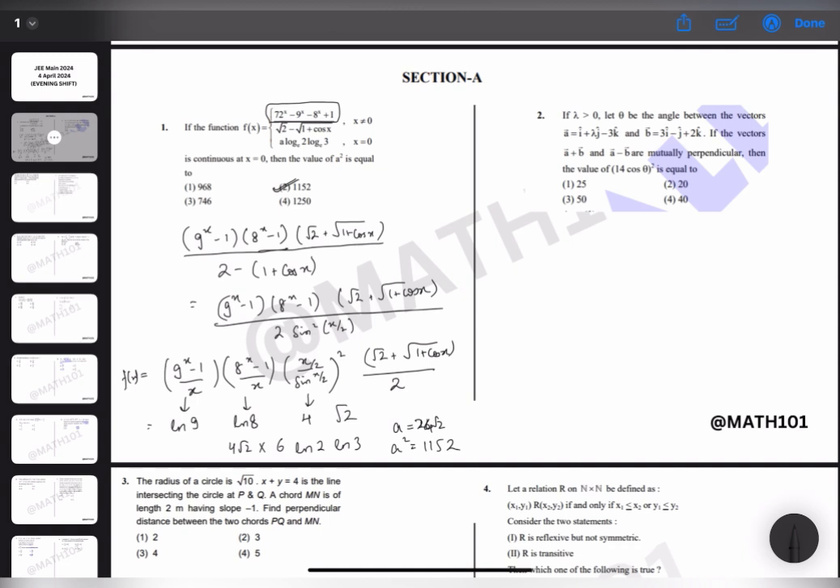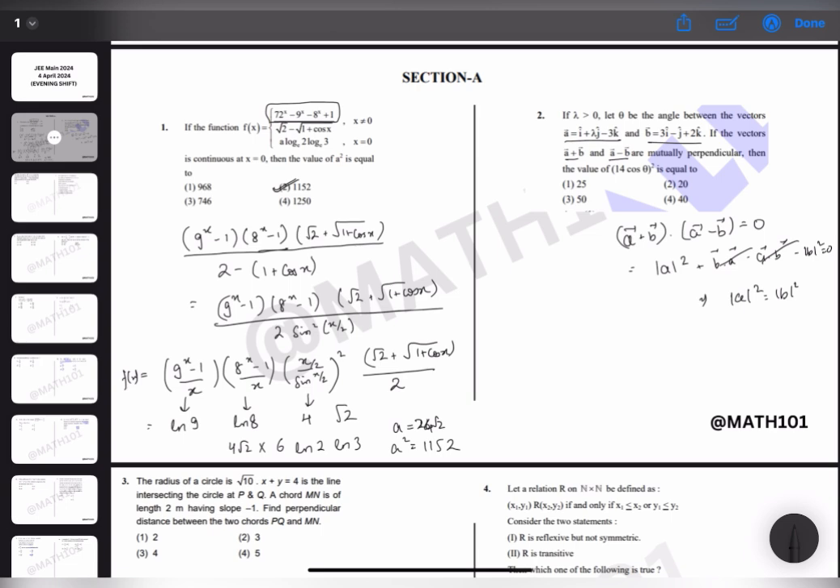For the second question, we are given two vectors. If a vector plus b vector and a vector minus b vector are mutually perpendicular, that is (a + b) dot (a - b) is equal to 0. That means mod a square plus b dot a minus a dot b minus mod b square equals 0, and these two get cancelled. It implies mod a square equals mod b square.